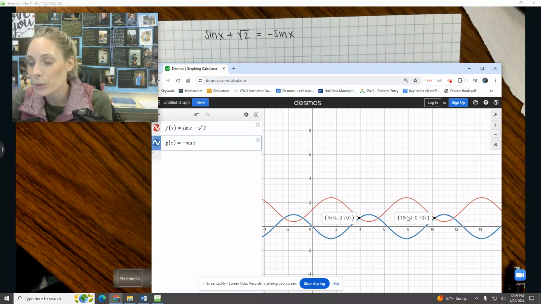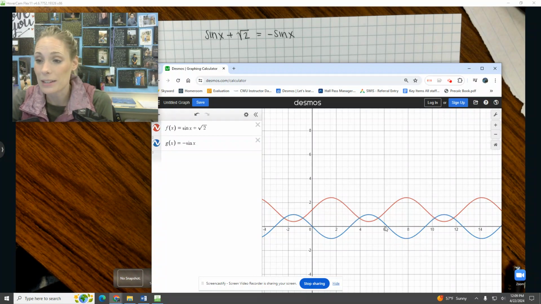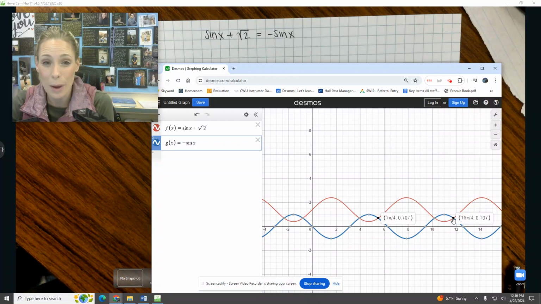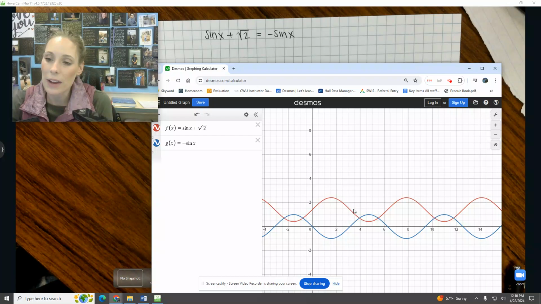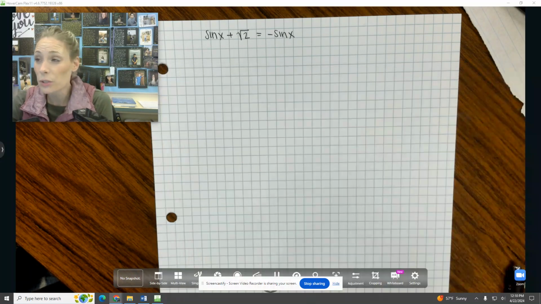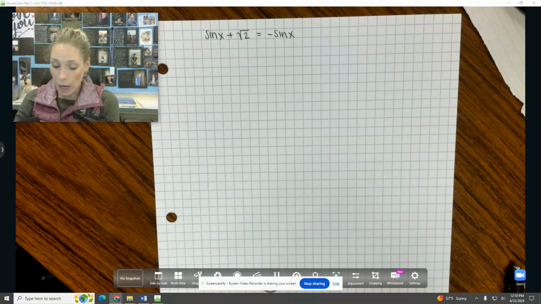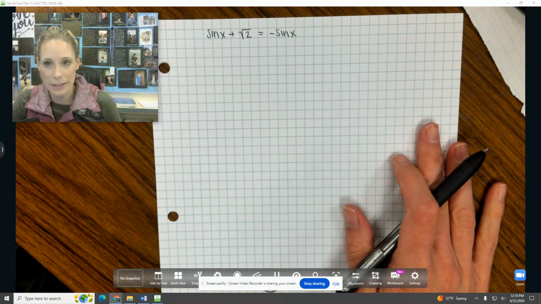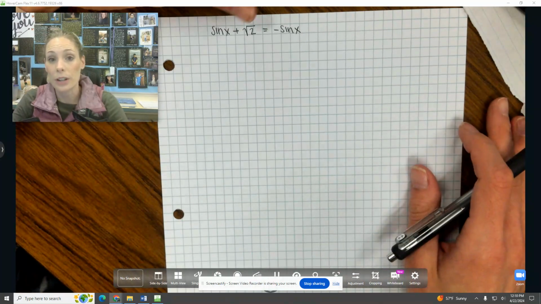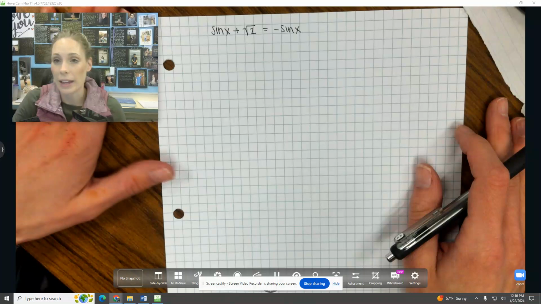So every 2 pi, it's repeating because that's the period of a function. And then right here, from 7 pi over 4 to 15 pi over 4, that is 2 pi. So really, you just have to find the first 2 values and then add 2 pi to that. You can use Desmos to get your solutions, or we could solve this out by hand. And that's really what we're going to be doing, is solving this out by hand.